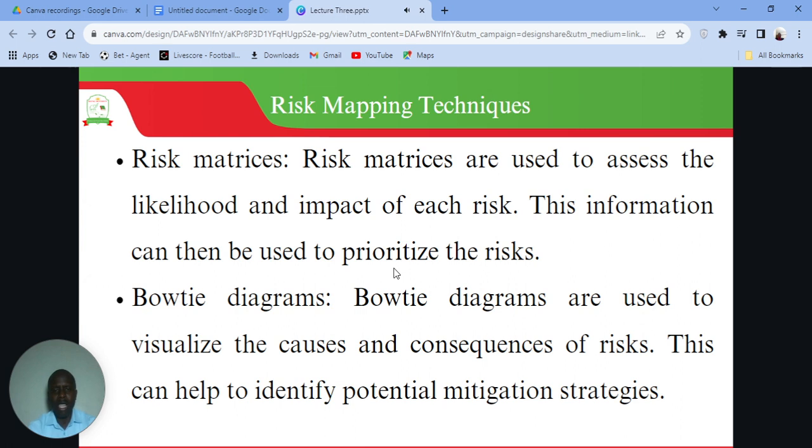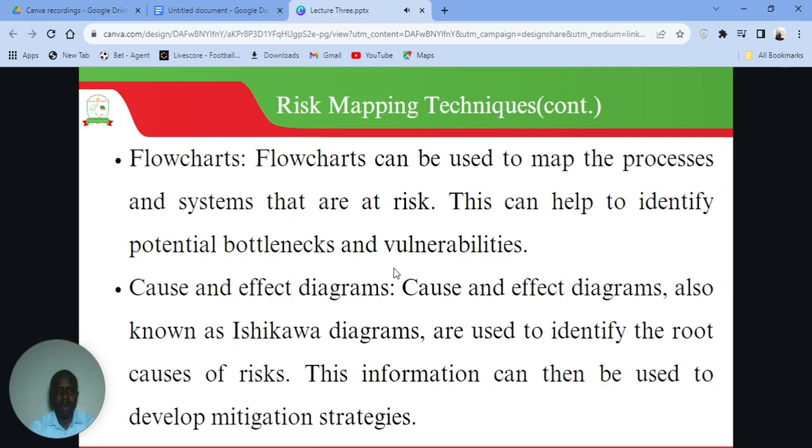So these diagrams, their key focus is on what are the causes of risk. Once we have identified the causes, then it is easier for us to develop mitigation strategies for those particular risks. We also have flow charts. They can be used to map the processes and systems that are at risk. So when we use the flowchart methods, then we can identify potential vulnerabilities. We did discuss the issues of vulnerabilities in our lecture number 1.